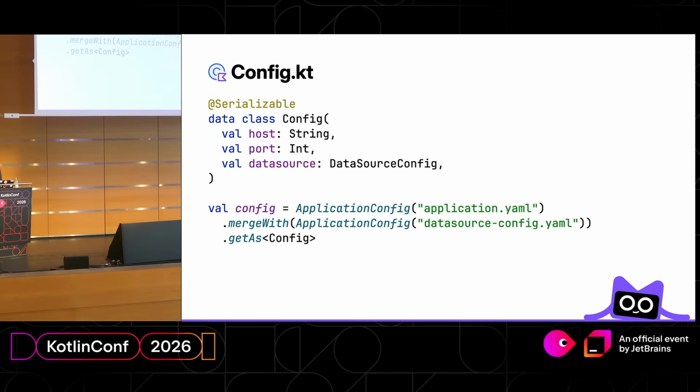You can also load multiple files and merge them together, and this allows you to share your configurations among different modules and share them amongst different services and then aggregate them together. And here, the second application config file will override keys that already exist in the first application config file.